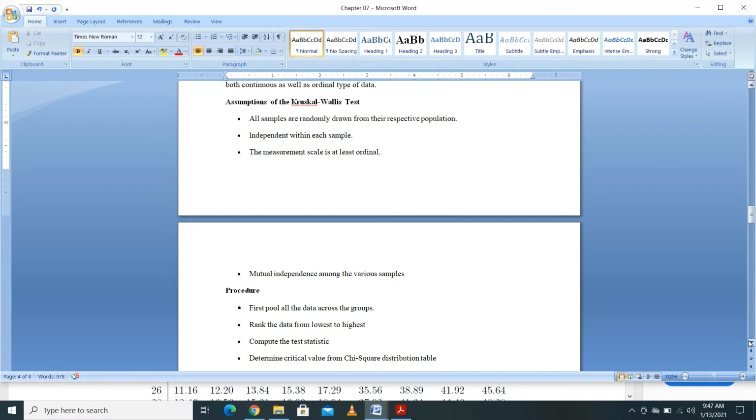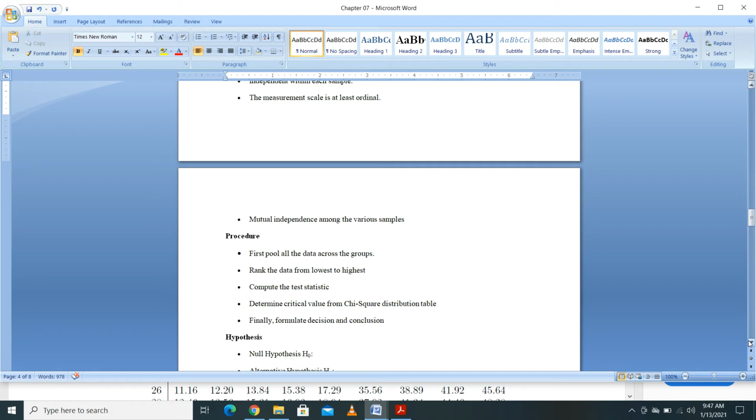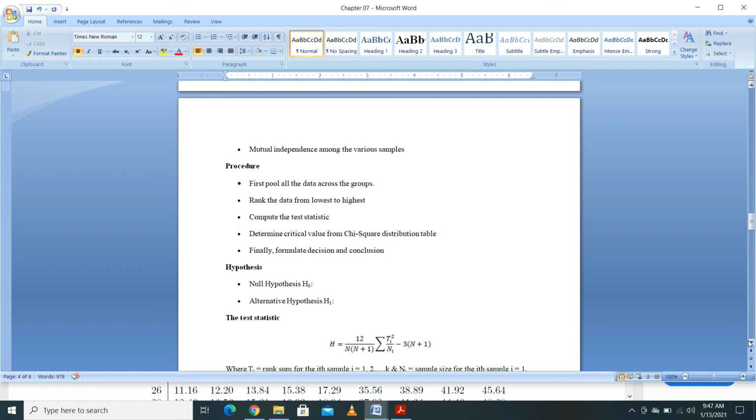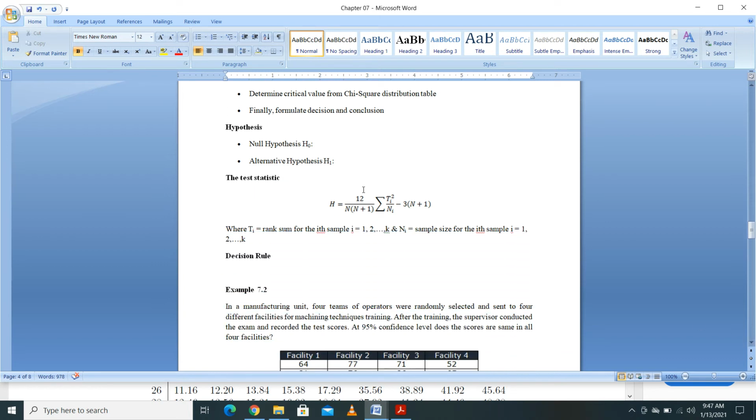I will explain the procedure. Here I have jotted down all the steps, so when you are studying, it is easy for you when you have all the steps. But I will explain the Kruskal-Wallis test using an example. This is the test statistic that you have. You don't have to memorize these test statistics by heart; in your examination, you will get all the test statistics.